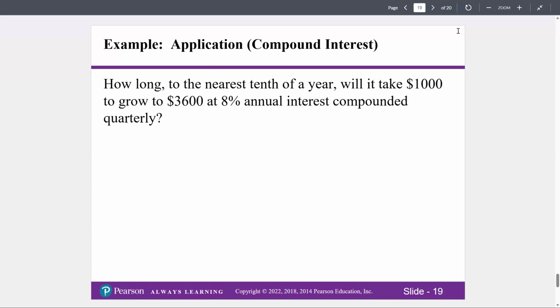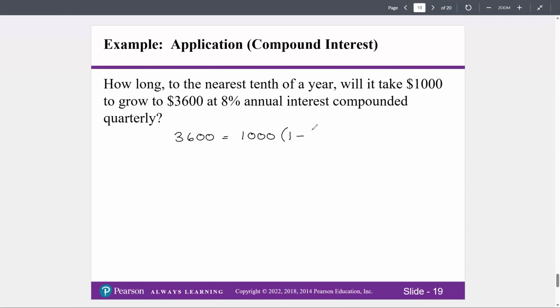All right, so just some application problems, which we're going to do several more of in the next section. How long, to the nearest tenth of a year, will it take $1,000 to grow to $36,000 at 8% interest compounded annually? So we want to end at 36,000, compounded quarterly, sorry, annually, we should compound quarterly. And then we're starting with $1,000.